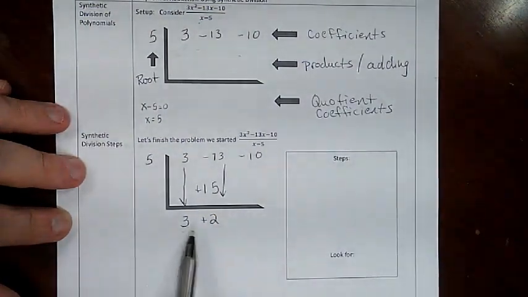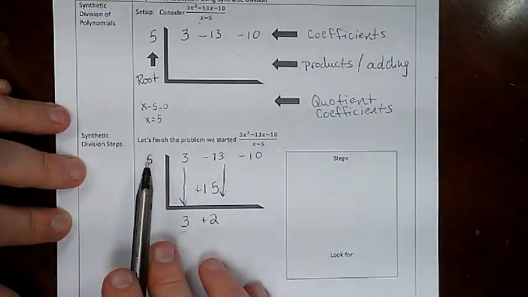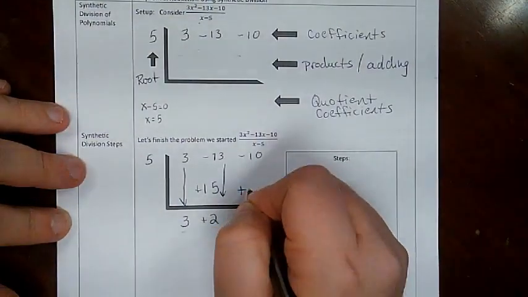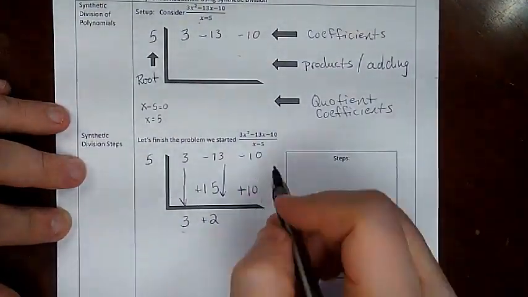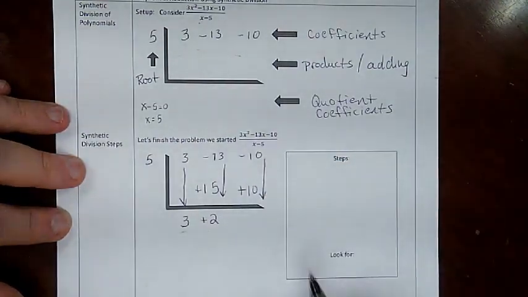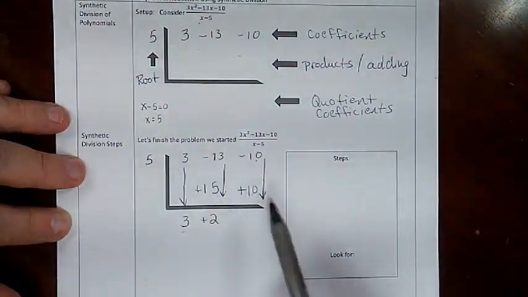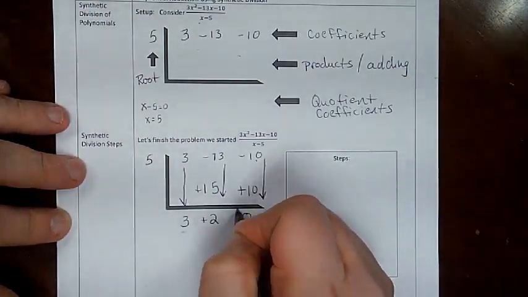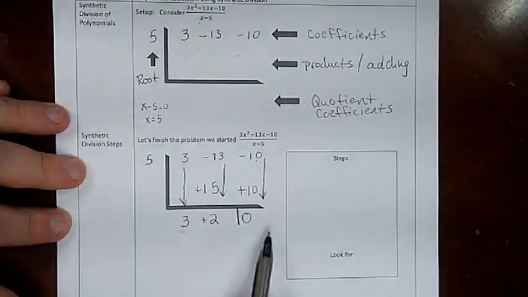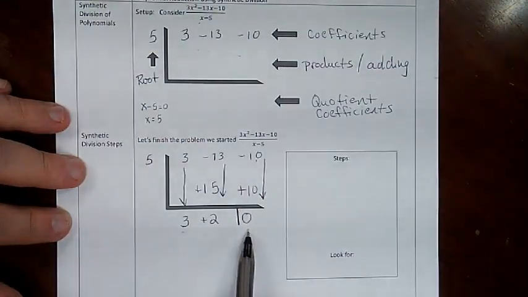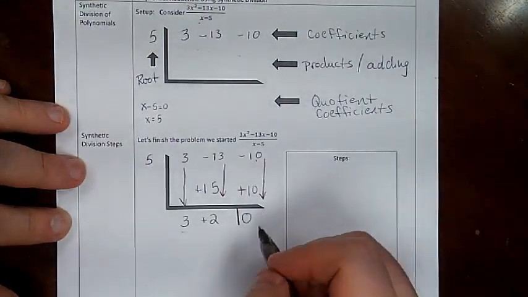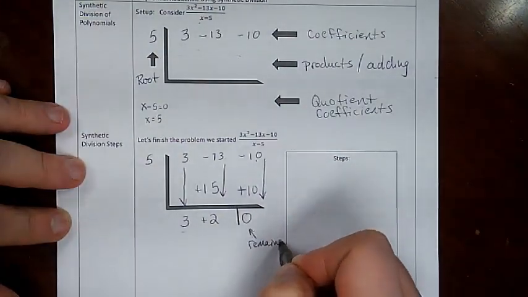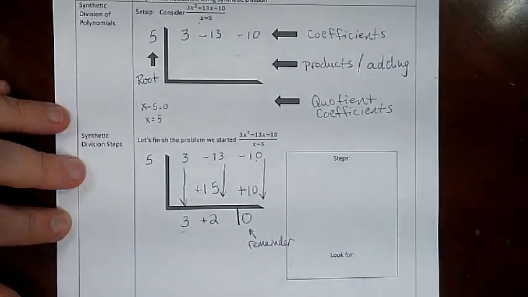Just like I did with the 3, I'm going to take this positive 2 and multiply it by 5. Positive 2 times 5 gives me positive 10. And I'm going to add down again. Negative 10 plus positive 10 gives me 0. Now I'm going to mark a line here to take this last term, this 0, and separate it. This is where I will find a remainder if I have one.